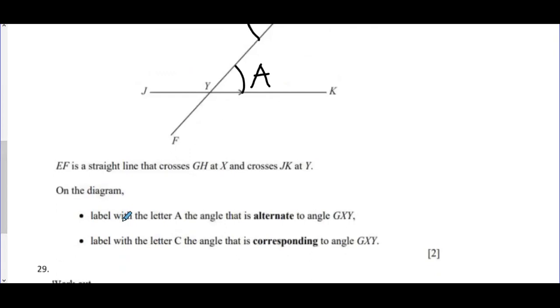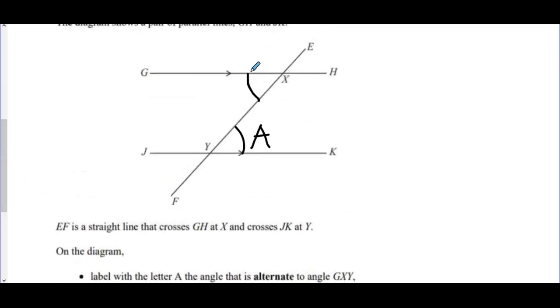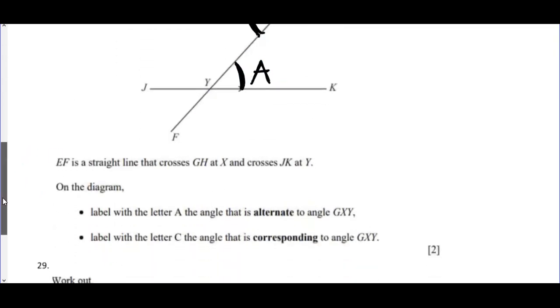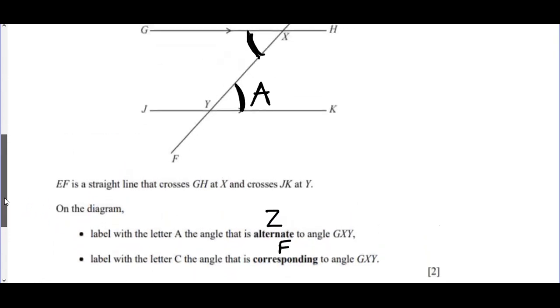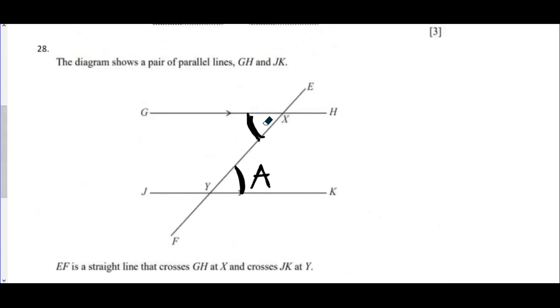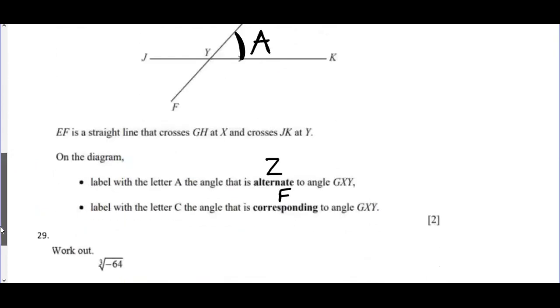So they said on the diagram, label with the letter A, the angle that is alternate to angle GXY. GXY, which is this angle here, is alternate to this angle. Now you go ahead labeling that angle as A, okay? On the diagram, label with the letter C, the angle that is corresponding to. Corresponding, we look for letter F, whereas alternate, we look for letter Z. Okay, corresponding to angle GXY. Okay, so let me check closely. Corresponding, we look for letter F, GXY.